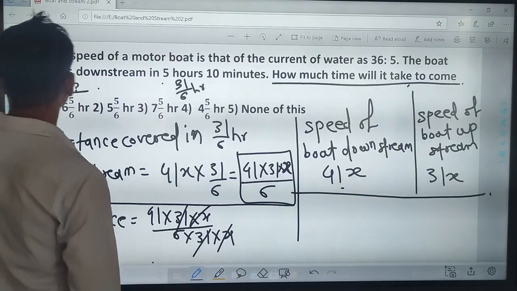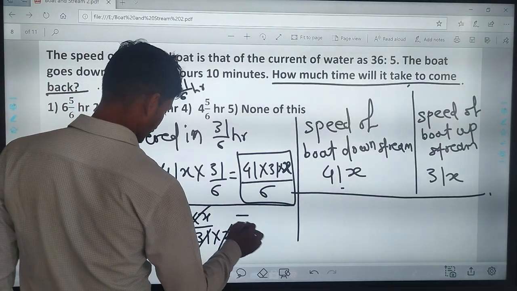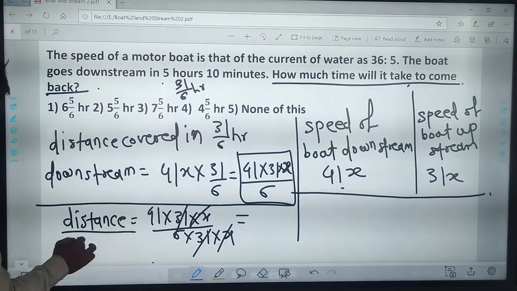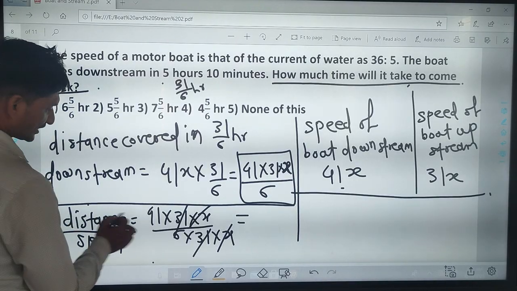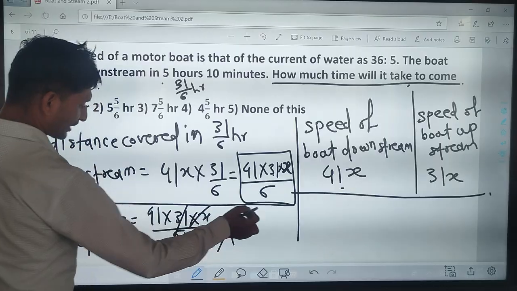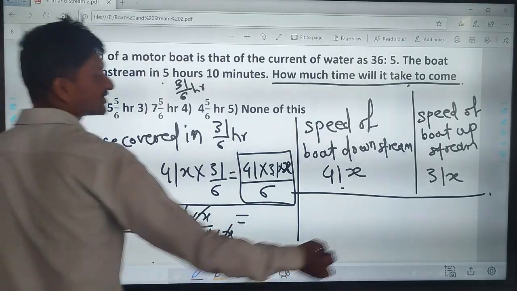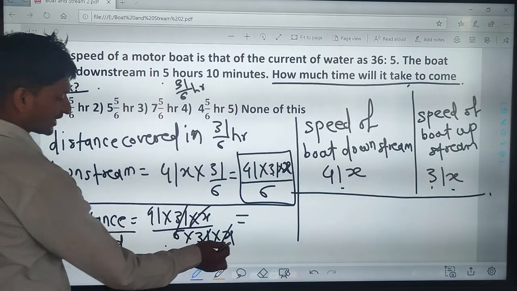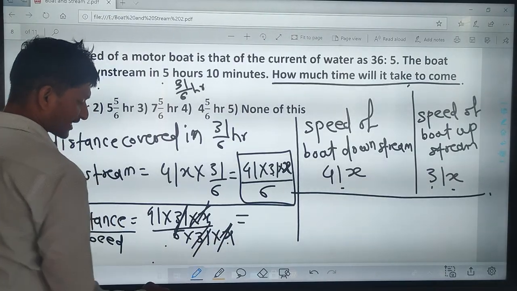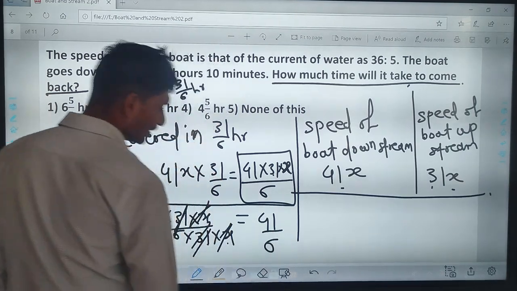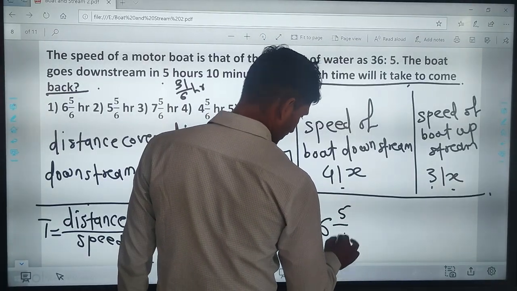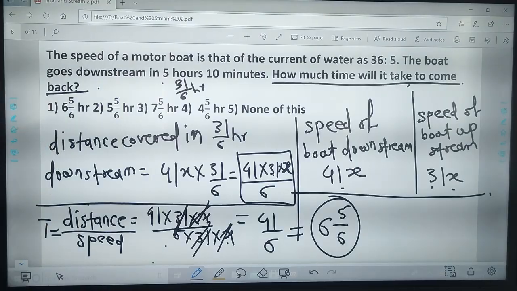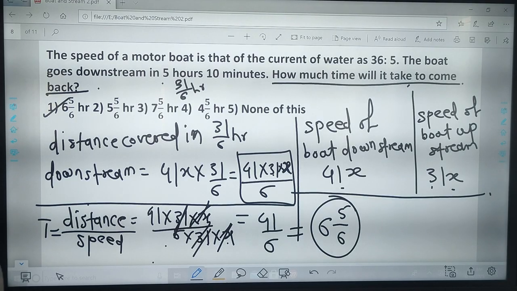Then time is equal to distance upon speed. Here the distance is 31 into 41x into x divided by 6, and your upstream speed is 31x. 31 gets cancelled, x gets cancelled. Remaining is 41 divided by 6, which means 5 by 6. Then the time required to cover the distance is 5 by 6.